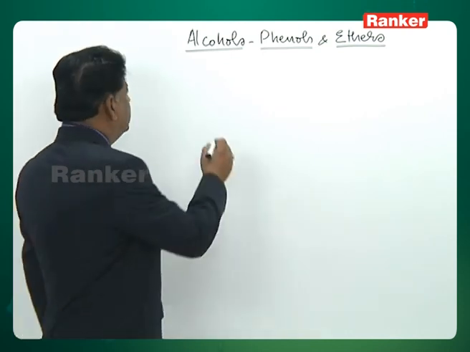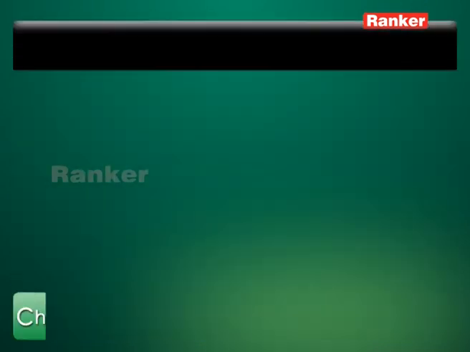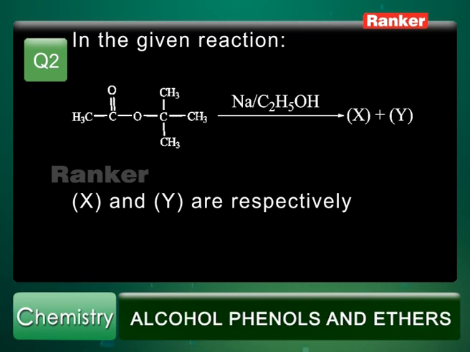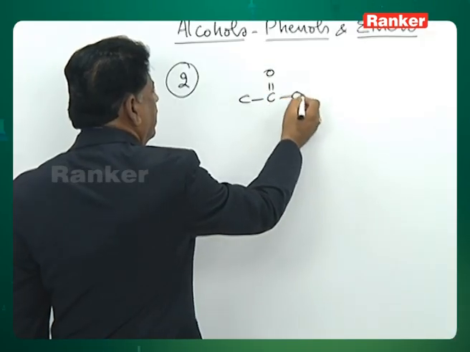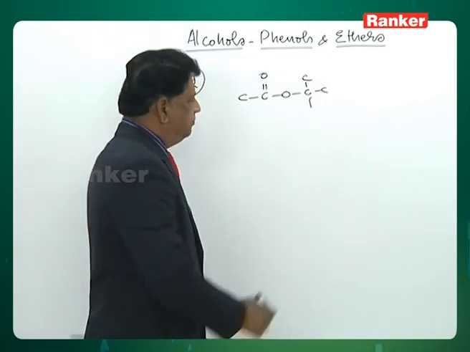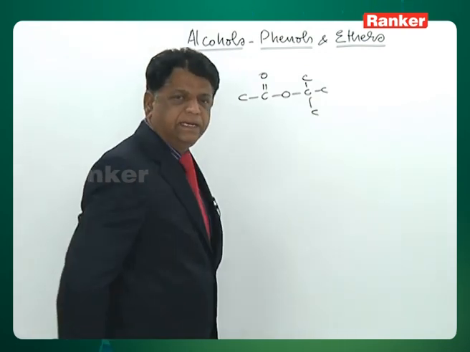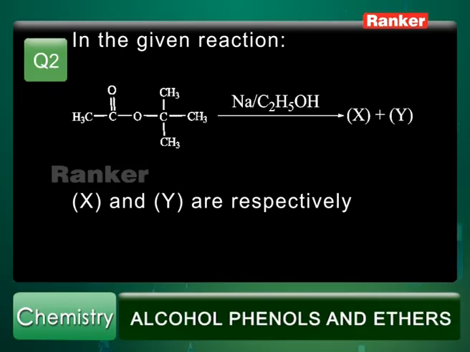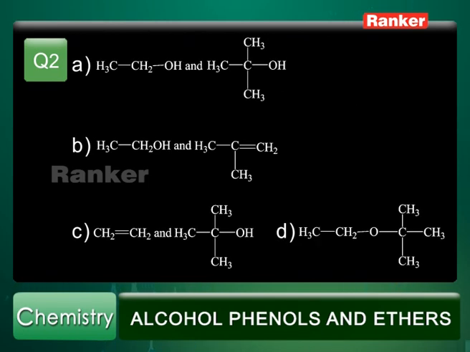So let's go to the second question. In the reaction given, an ester is given actually, a methyl group containing ester, where the alcohol is tertiary butyl alcohol and the acid is acetic acid, right? So this particular ester is treated with sodium in the presence of ethyl alcohol, converted into X and Y. X and Y are respectively. It is a reduction actually, and both are giving the alcohols.